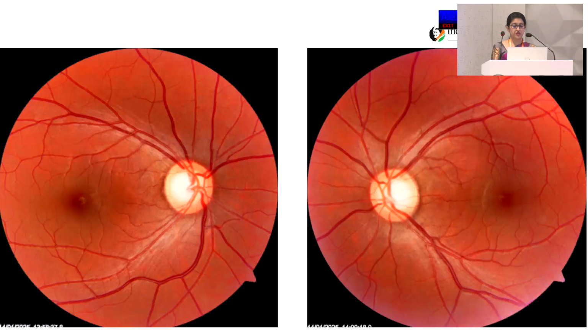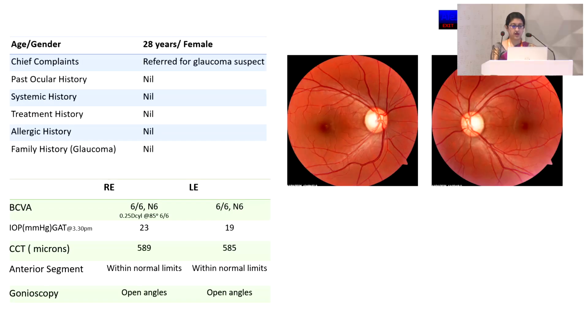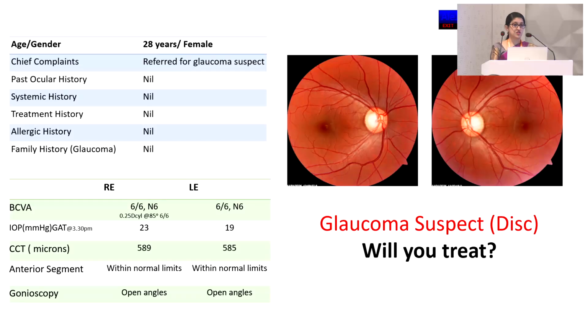This is the fundus picture of both the eyes. So we can see the disc appears slightly larger than normal and there's a healthy neuroretinal rim and good RNFL visibility, and the CD ratio is around 0.7:1. Now considering the disc changes, the question here is whether to treat this patient or not. And for that we should know whether the disc is normal or abnormal.